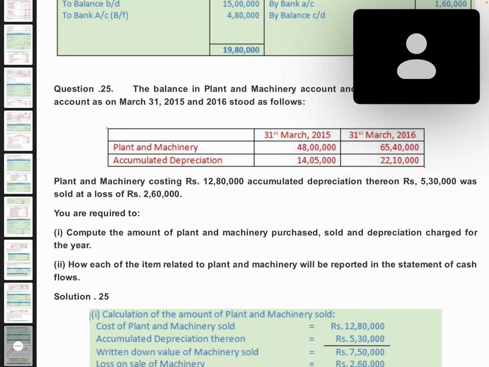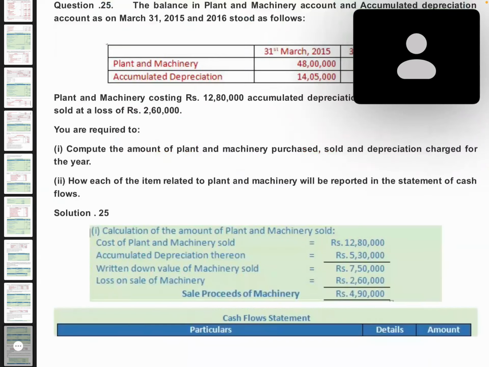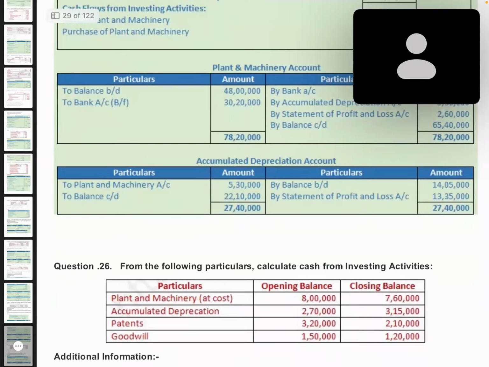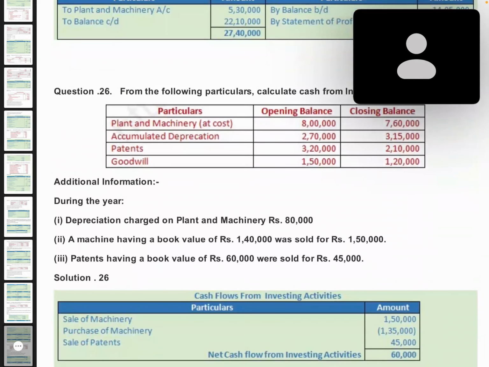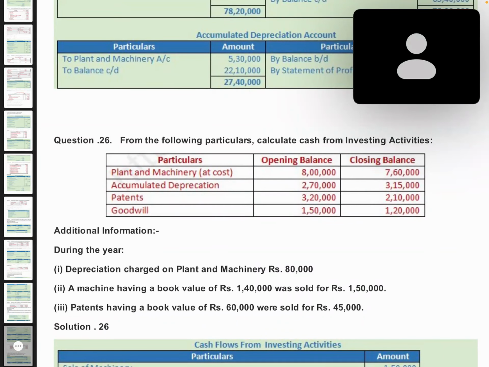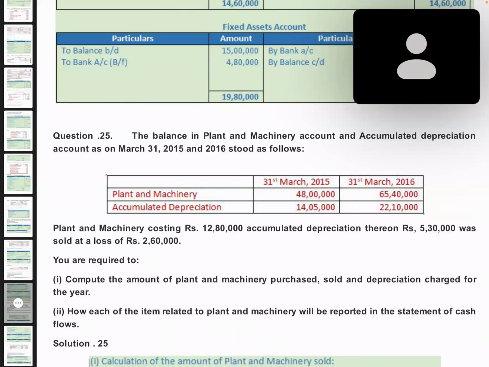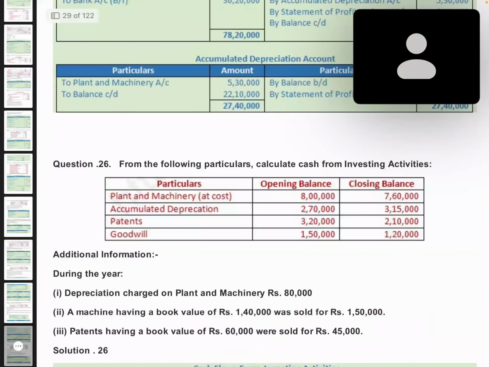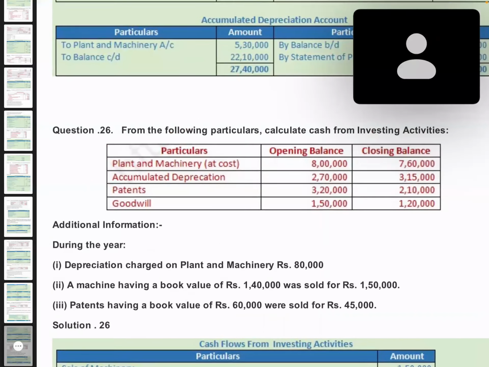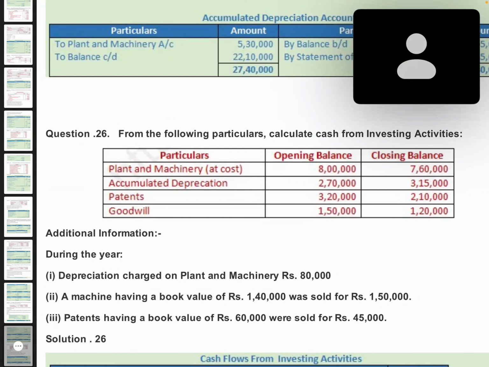All right. Okay, please try question number 26 now and take the screenshot of question number 25. You need to solve this in the homework. Just take the screenshot, question number 25. Okay. And do question number 26 now. See, in this question, you will be required to prepare basically the plant and machinery account. You will have to prepare the patent account. You will need to prepare the goodwill account as well.